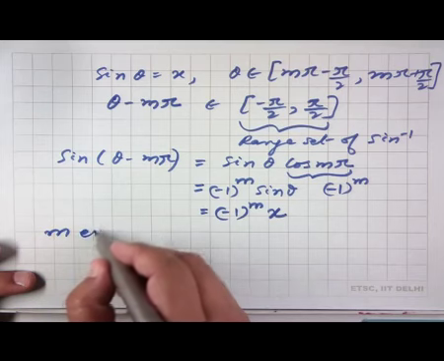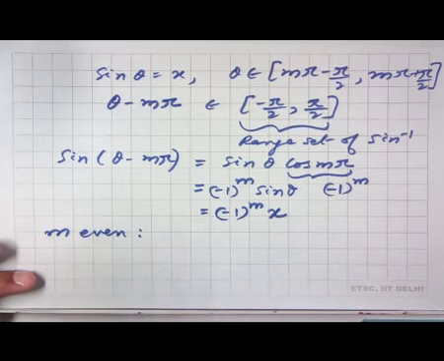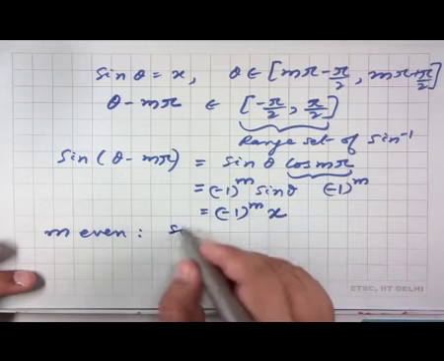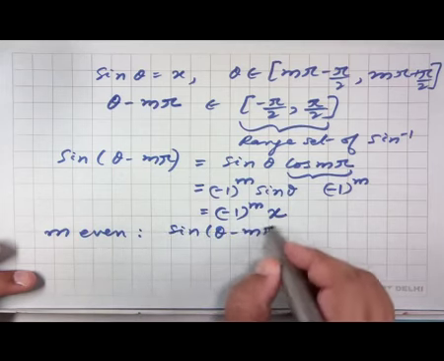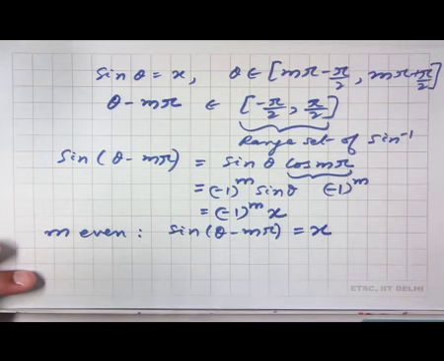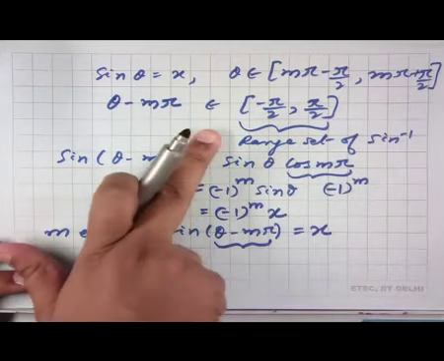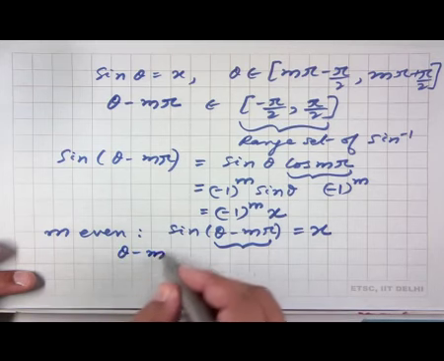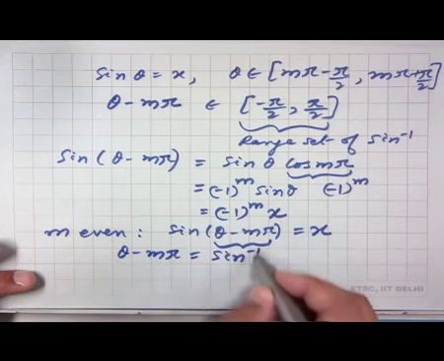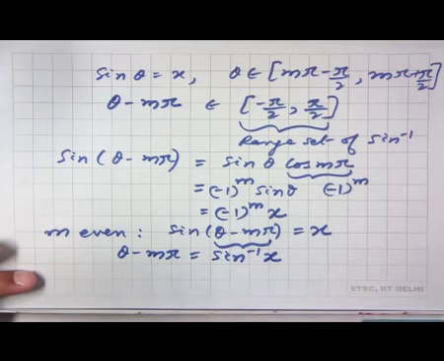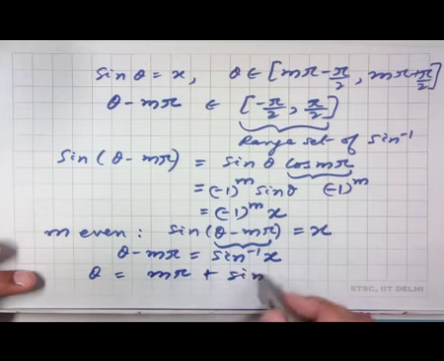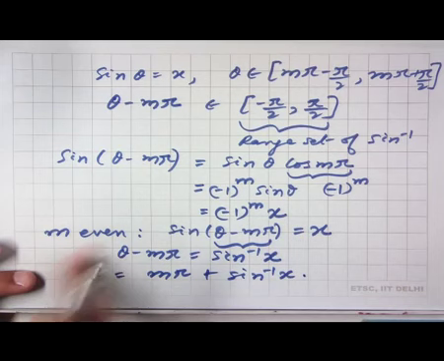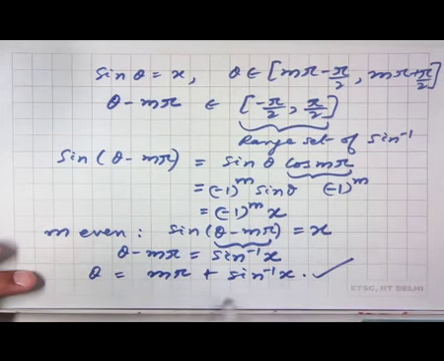So, then we can divide this into two cases. One is when m is even. When m is even, this equation essentially becomes sine of theta minus m pi equals x, and then, theta minus m pi obviously belongs to the range set of sine inverse. Therefore, from this equation we can directly write that theta minus m pi equals sine inverse of x, from where we can conclude that theta is equal to m pi plus sine inverse of x.